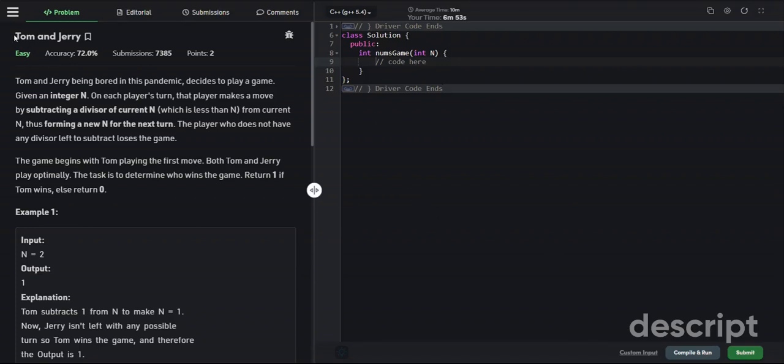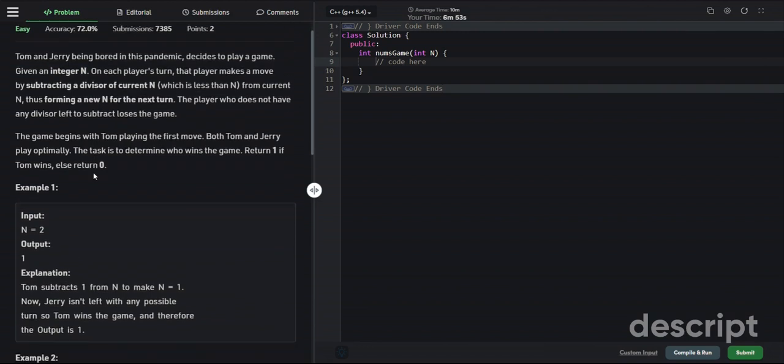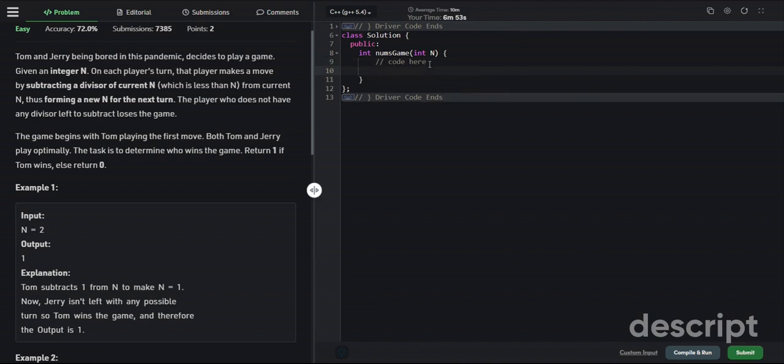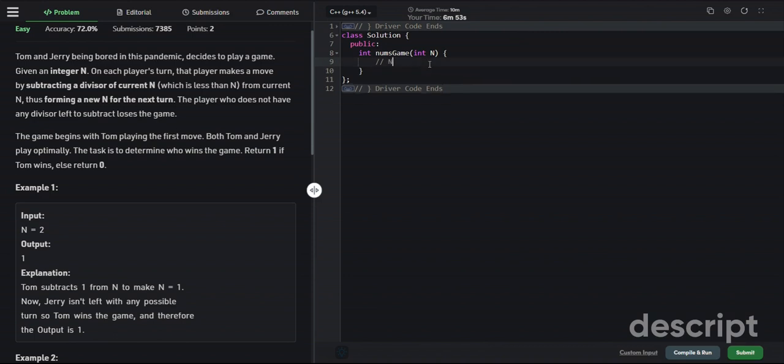So today's problem of the day is Tom and Jerry. Basically, we are given an integer n, and there is a game in which Tom starts playing first. Suppose you're given an integer n. Then what you need to do? There are three things. The first thing is that Tom needs to play first. Jerry will be playing second, and you need to subtract any divisor of n from n.